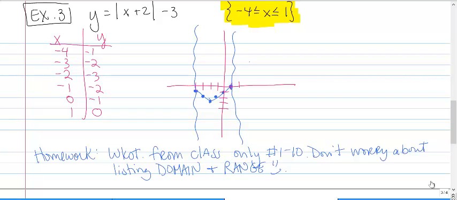And then the second part of class, once you turn that into the sub, you are going to be given a yellow worksheet, which is your homework for the weekend, which there's no reason why you can't finish that in class if you actually work on it. Remember, it's only 1 through 10, and don't worry about the domain and range.